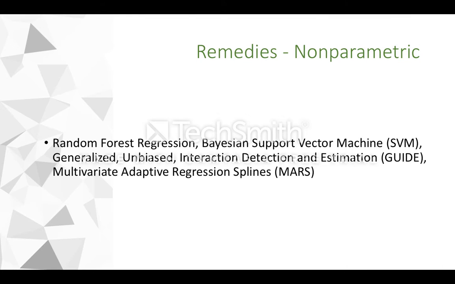A non-parametric approach as a remedy is very good in prediction with better accuracy, but at the expense of the coefficients. Namely, we have no clue what the coefficients are for every factor like in a linear model. We proposed random forest regression, Bayesian support vector machines, GUIDE, and the multivariate adaptive regression splines, MARS. Out of them, Bayesian is kind of tedious, so we skip that, and we decided to use random forest and MARS as our non-parametric models.